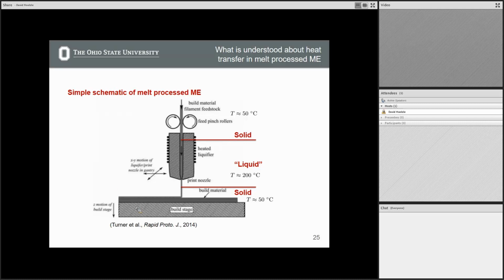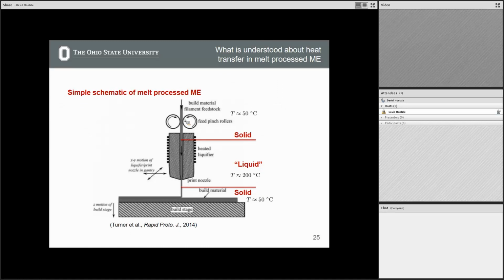Build stage: there's a variety of different systems, some of which the stage does all the moving and the nozzle just stays in a constant location, or ones in which there's every way you can think to do it. Some of them, the nozzle does all the moving, the stage stays in a constant position. Some have the nozzle move in X, Y, and the stage move in Z, a bunch of different variations there. And then when you have these liquefier regions, what's going on is we have build material, which we talked about very briefly on Tuesday. This is a wire or filament of the polymer you're trying to build with.